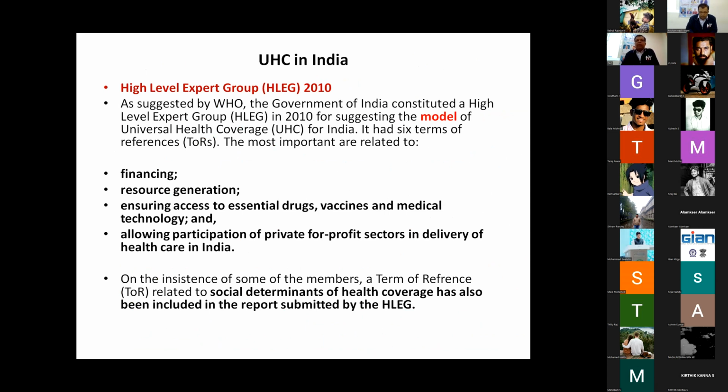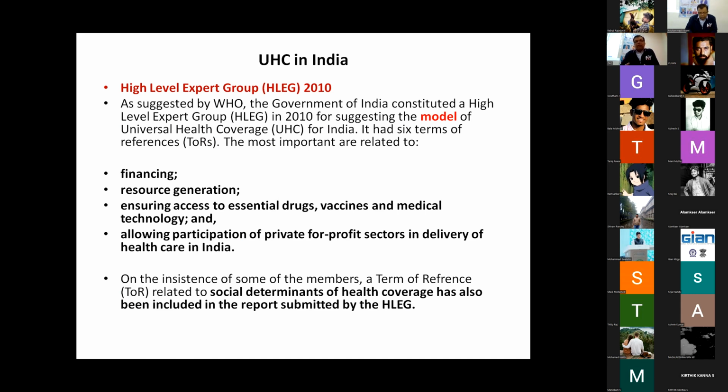Now, what is the scenario in India? The scenario in India basically we'll try to understand, and for that we need to understand the composition of a high-level expert group way back in 2010. As suggested by World Health Organization, the government of India constituted a high-level expert group in 2010 for suggesting the model of universal health coverage for India. It had 6 terms of reference. So when the government constituted a high-level expert group, it provided them 6 terms of reference on the basis of which the group was supposed to give its recommendations.